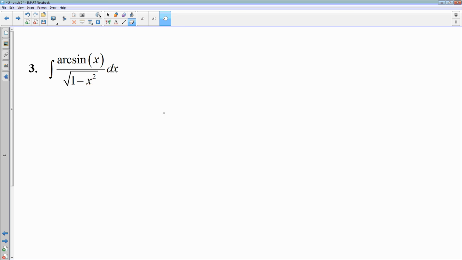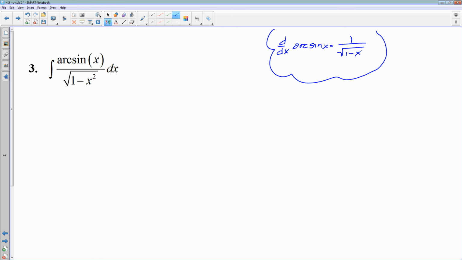So that fails. But I do know, and I hope that you know, in the back of my mind, that the derivative of arc sine x is 1 over root 1 minus x squared. And I see that in the problem. I have root 1 minus x squared in the bottom. And so I'm going to actually let my u, in this problem, be in the numerator. So u is arc sine x, and the derivative of arc sine x is 1 over root 1 minus x squared dx.